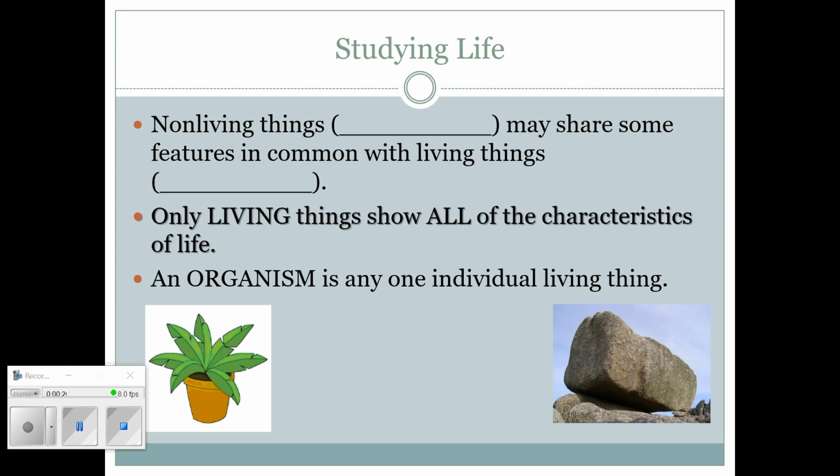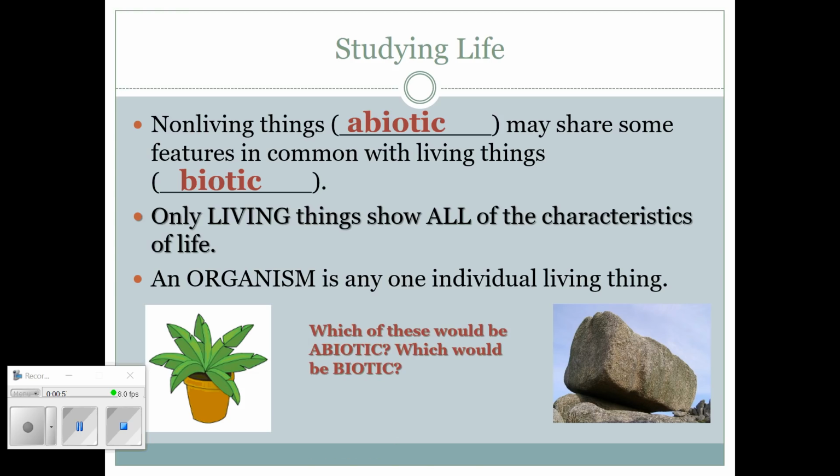But before we do that, let's focus on some vocabulary. The first word is abiotic. A means without, biotic means life. Biotic refers to living things. Only living things show all the characteristics of life. So hopefully you can determine which one of our pictures, the rock or the plant, is abiotic and which one is biotic. Yes, you're right. Good job. The rock is abiotic and the plant is biotic.